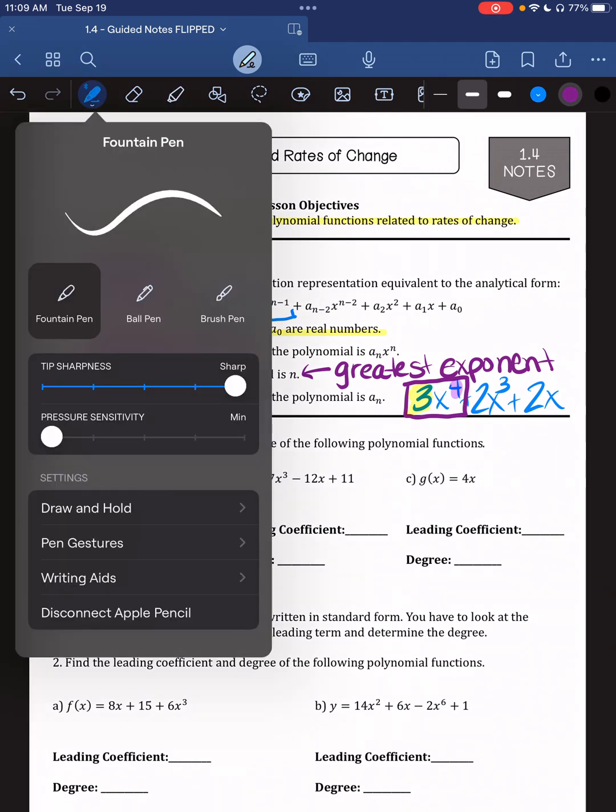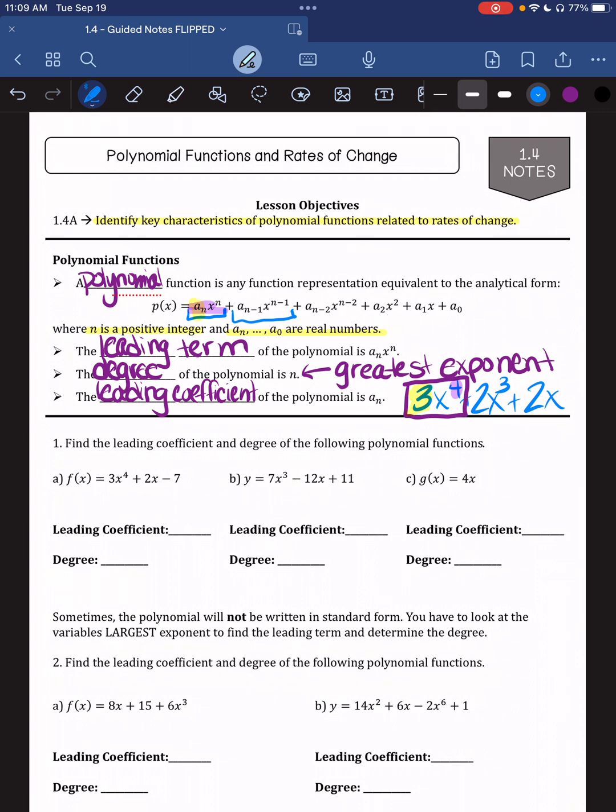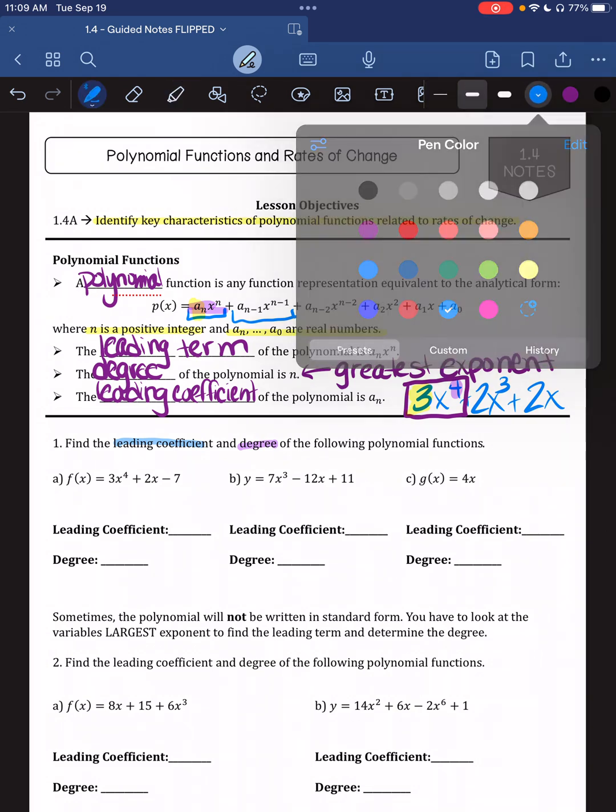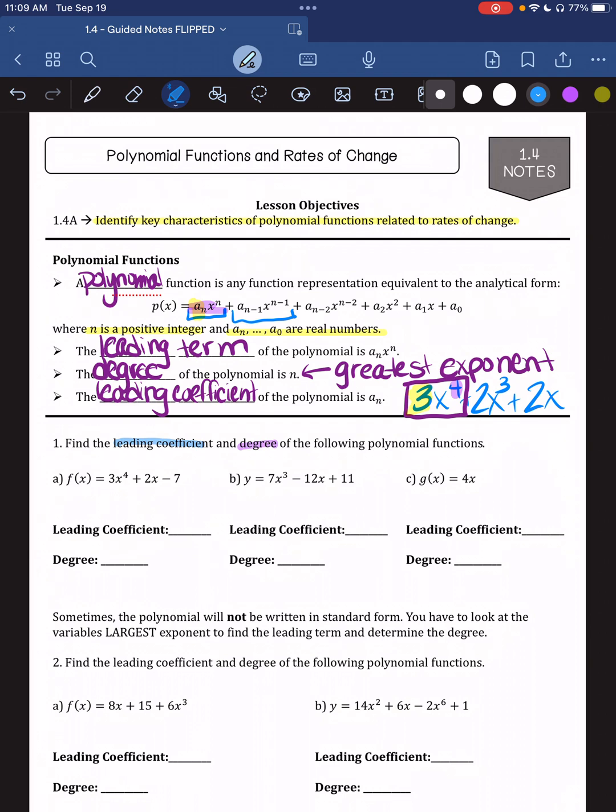All right, so let's try a few practice problems, see how we do. We're looking for the leading coefficient, again, not leading term, leading coefficient, and the degree of each of these polynomials. Letter A: f of x equals 3x to the fourth plus 2x minus 7. The leading coefficient is that first number, so that would be 3. And the degree, remember, is the greatest exponent, which in this case would be 4.